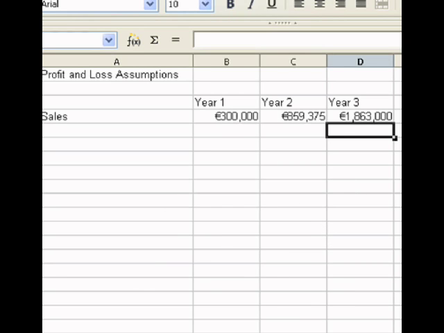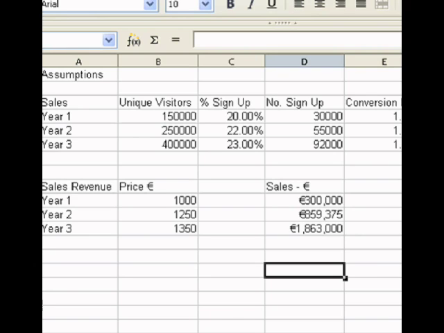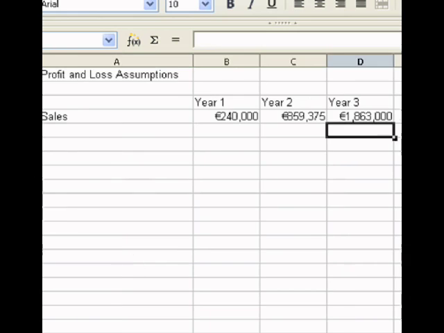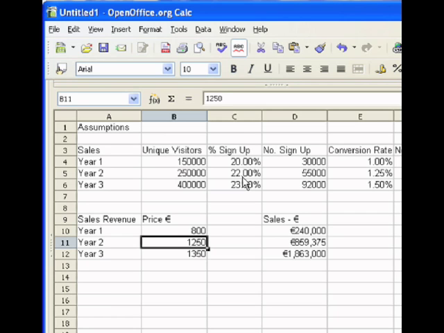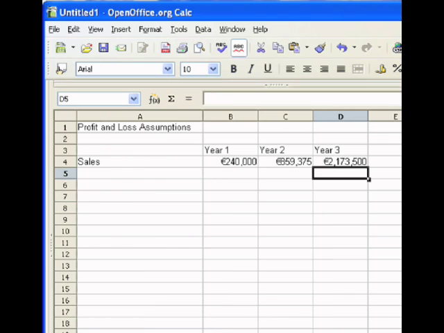Okay, so now when we make changes in our assumptions, they are automatically shown in our profit and loss account. So if we reduce our price, our sales revenue goes down, and that's shown in our profit and loss account. Likewise, if we improve our conversion rate, the number of sales we make goes up, and again, that's shown in our profit and loss account. We look at expenses in the next video.